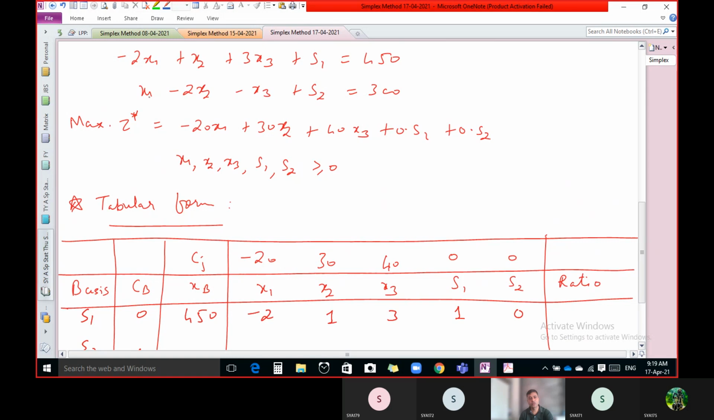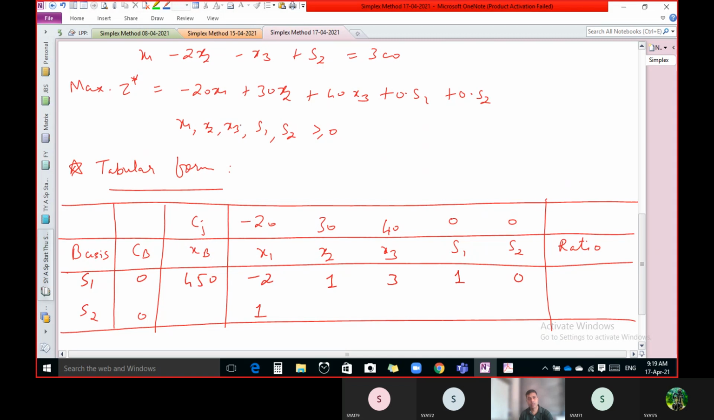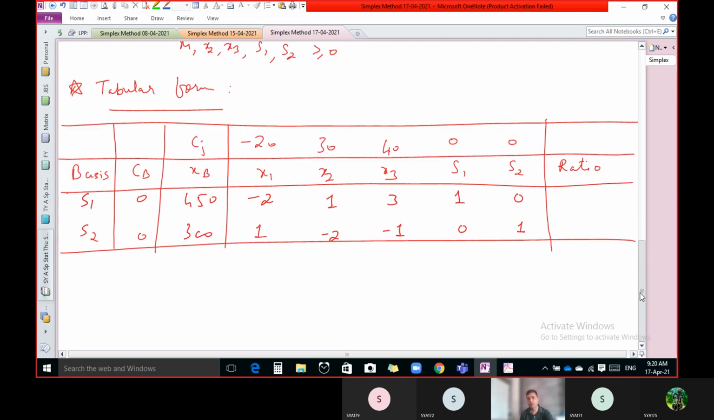Second one. x1, 1. Then minus 2. Minus 1. Now no s1, so 0. s2 is there, coefficient is 1. And equal to 300. So we have to write 300 here. So this is nothing but the tabular form of the standard form of the given linear programming problem.